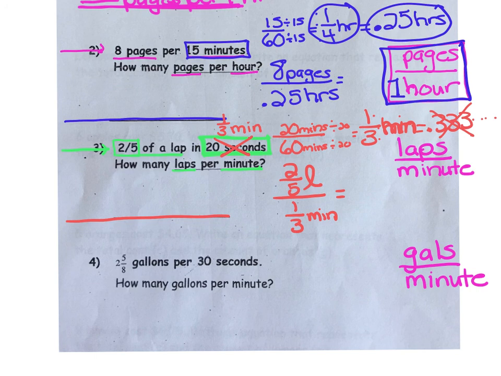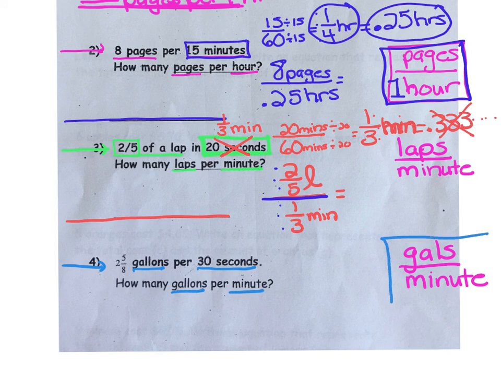You should punch in 2 ABC 5 divided by 1 ABC 3. At the end, we'll share the final answers. And lastly, let's take a look at number 4. It reads, 2 5/8 gallons are used per every 30 seconds. How many gallons per minute?